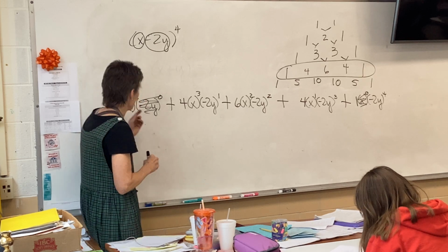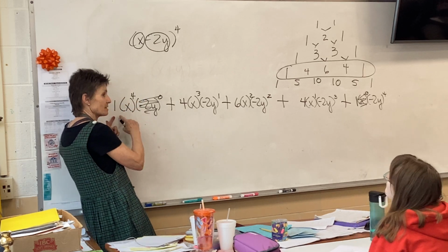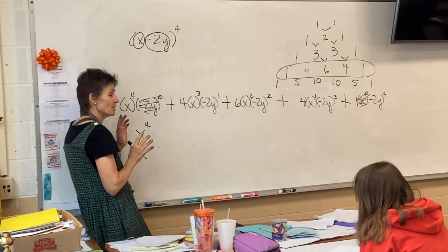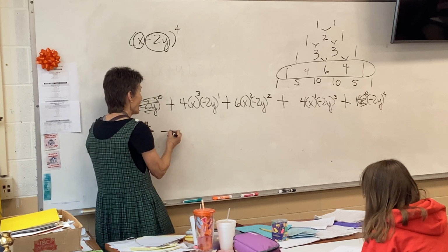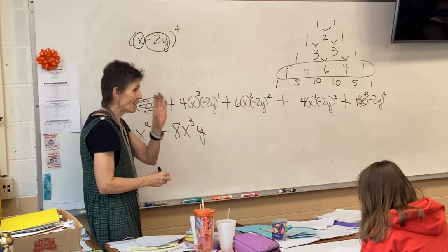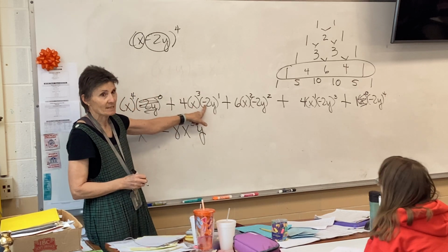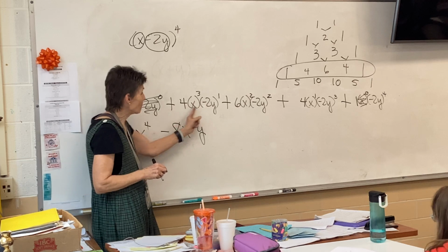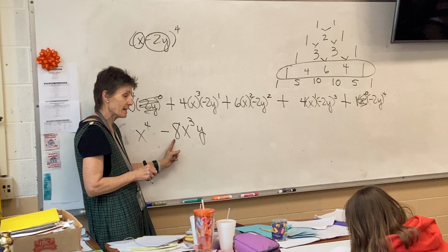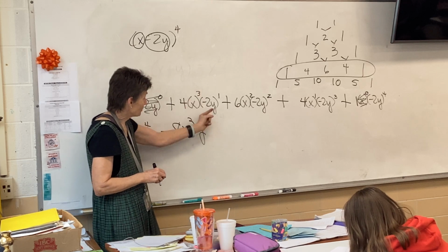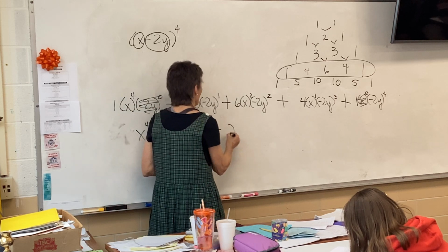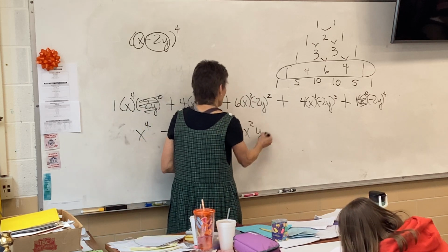So now we simplify. What do we get here? X to the fourth. Done. 4x to the third. Watch it. 4x to the third, minus 8x cubed y. Remember, that is not a minus. That is a negative. You are multiplying 4 times negative 2. So it's negative 8x cubed y. Minus 12x squared. The next one will be plus 24x squared y squared.